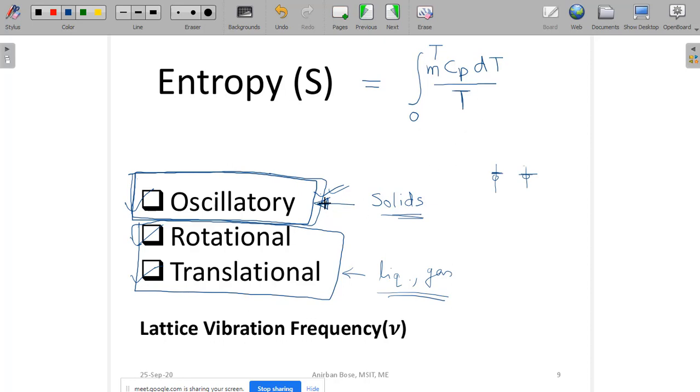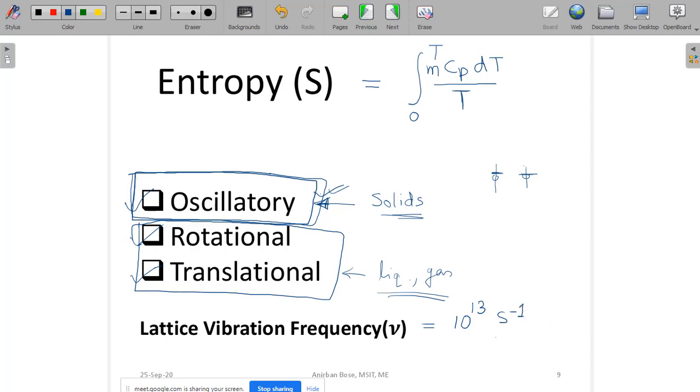Now this oscillatory motion has a frequency, and if you gradually increase the temperature from 0 Kelvin, at 0 Kelvin no oscillatory motion is there. As you increase from 0 Kelvin, gradually the frequency will increase, and you will find that at around 200 Kelvin, more than 200 Kelvin, this frequency almost stabilizes and does not increase much. And that is around 10 to the power 13 per second. This is the frequency.